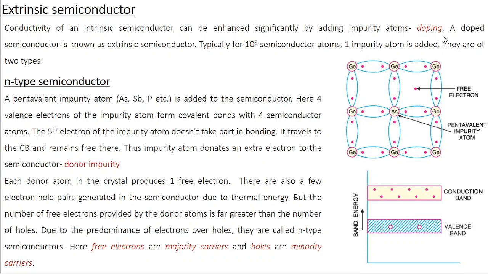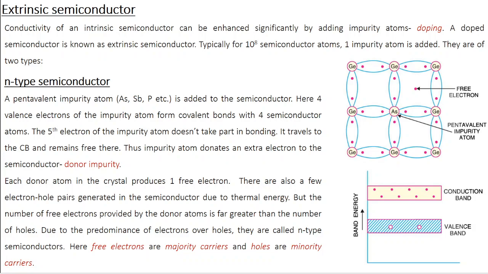So when you dope an intrinsic semiconductor, you are basically adding some foreign atom into its lattice, and as a result, its conductivity is going to increase. And such a semiconductor is known as extrinsic semiconductor. So a pure semiconductor is intrinsic semiconductor and a doped semiconductor is extrinsic semiconductor. And the doping concentration is typically very low. Usually for 10 to the power 8 semiconductor atoms, you are going to add one impurity atom. But this is more than enough to alter its electronic properties.